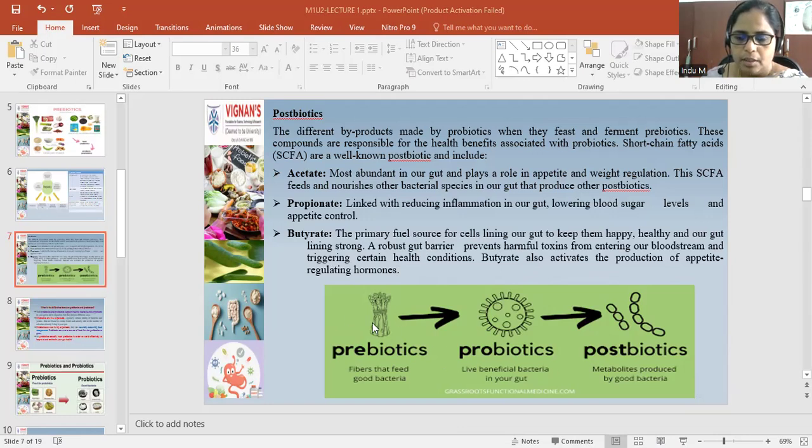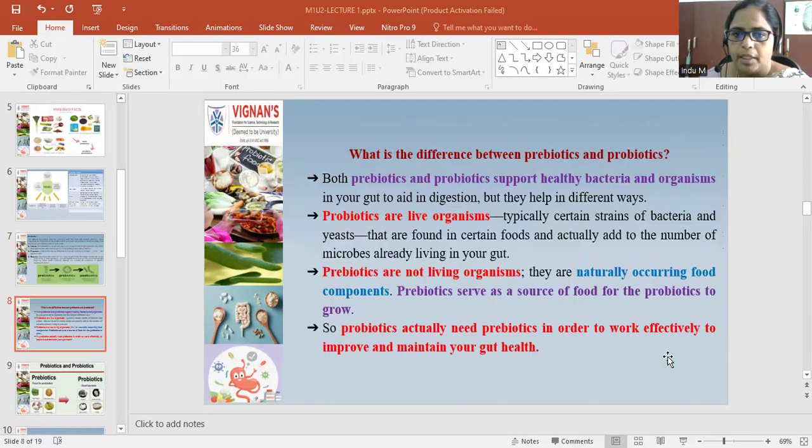See here, these are the prebiotics, nothing but dietary fibers that feed the good bacteria, nothing but the probiotics. So, probiotics are live beneficial bacteria in your gut system. So, these probiotics consume the prebiotics and produce the postbiotics. Postbiotics are nothing but metabolites produced by good bacteria.